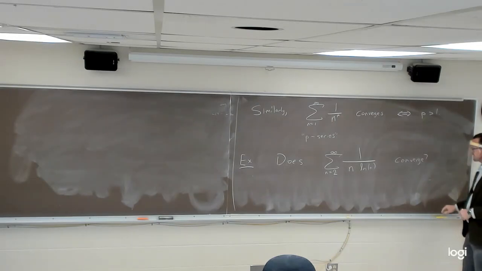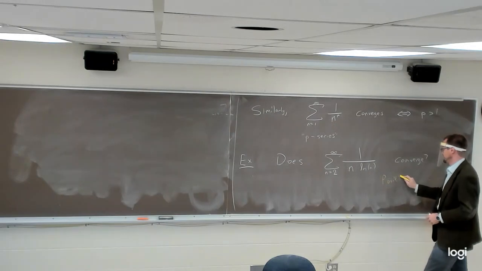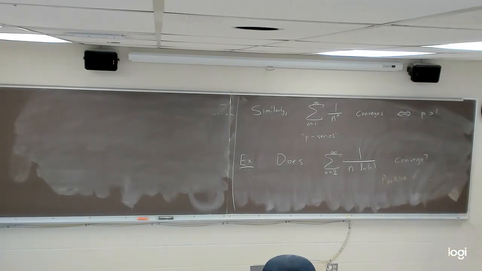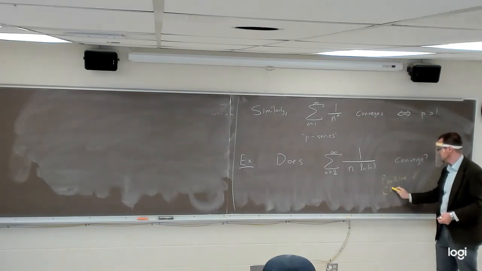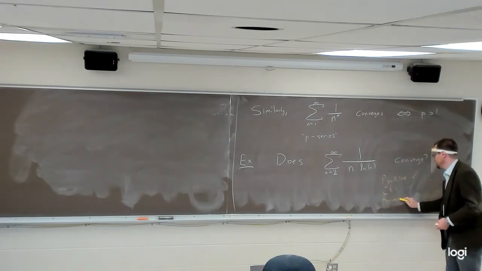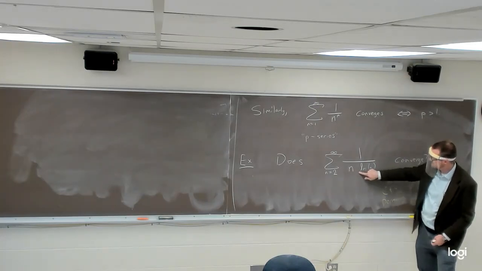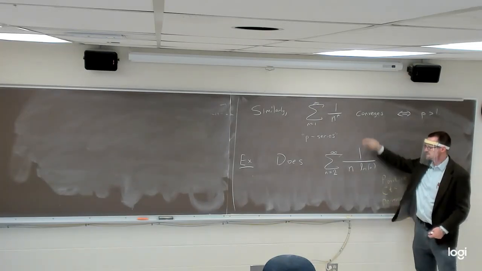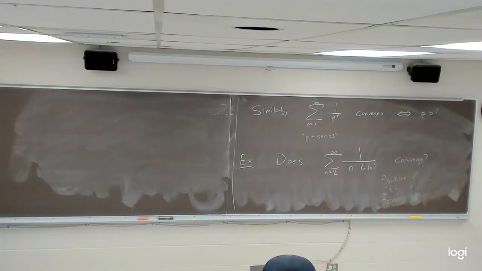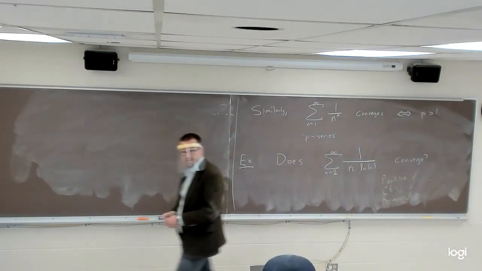So, positive? Yes. Natural logs of 2 and above are positive. N is positive. Continuous? Yes. And decreasing, again, I'm going to use this kind of shortcut. If n gets bigger, this gets bigger, and this gets bigger, so the product gets bigger, so the fraction gets smaller. Right? Or I can take a derivative. All right, so the integral test applies.